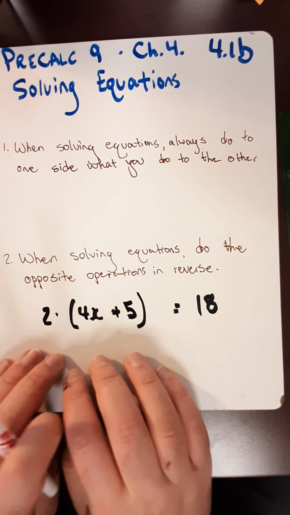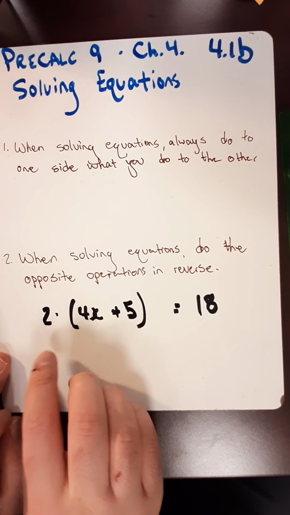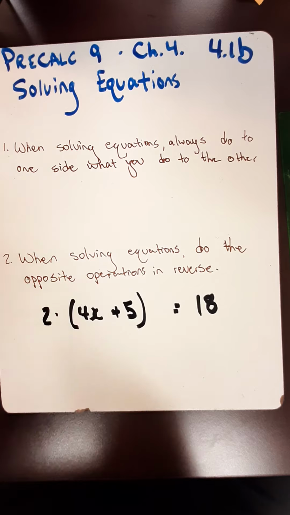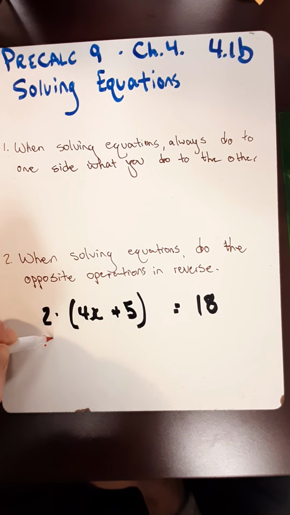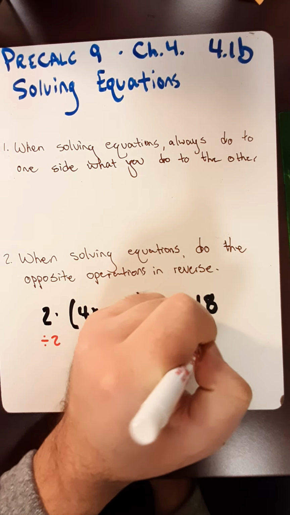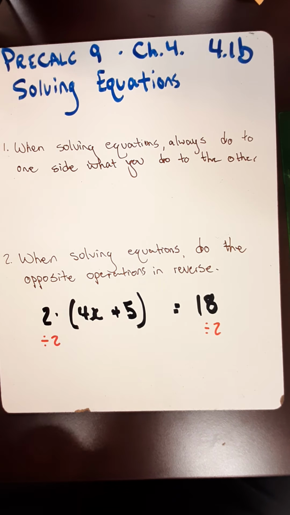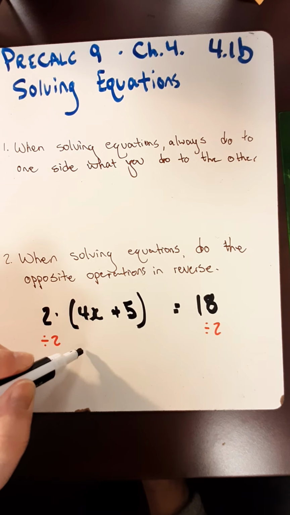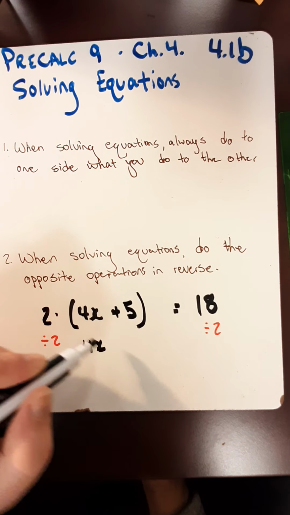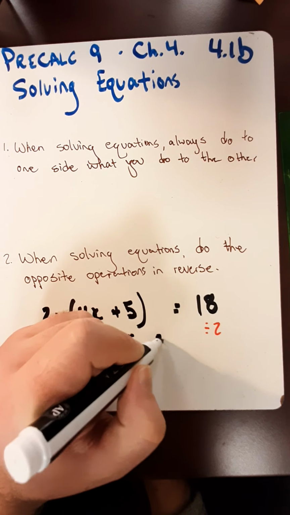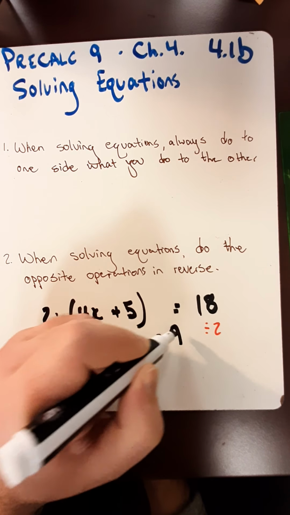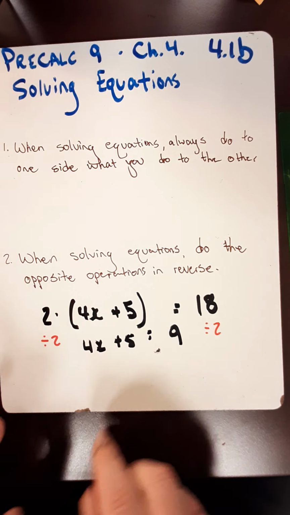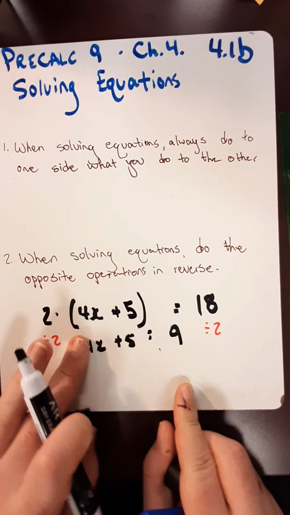So the very last thing that was done on this side was multiplying by 2. And I know that the opposite of multiplication is division. Divide by 2, divide by 2. 4x plus 5 equals 9. Okay, so now we're just left with this. I'm going to give myself some more room.